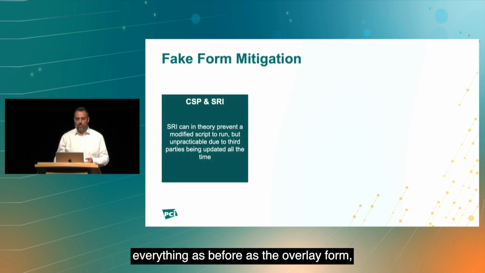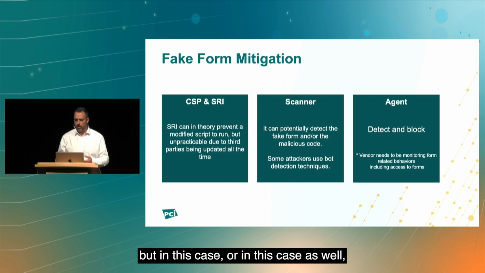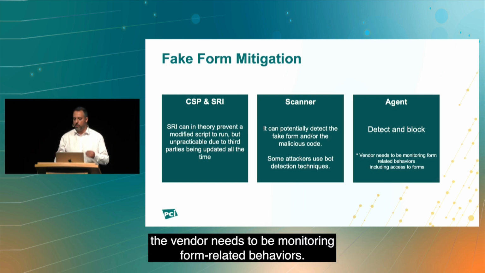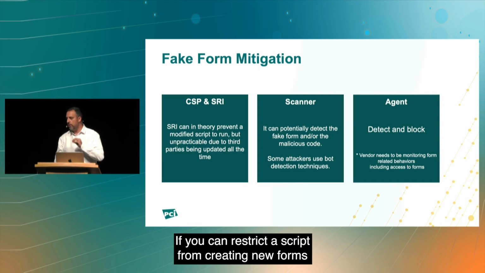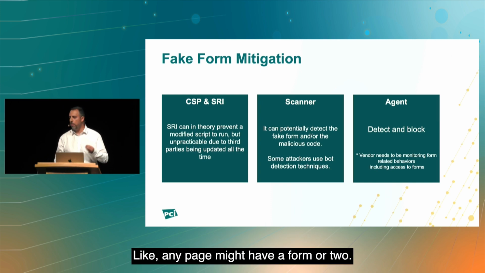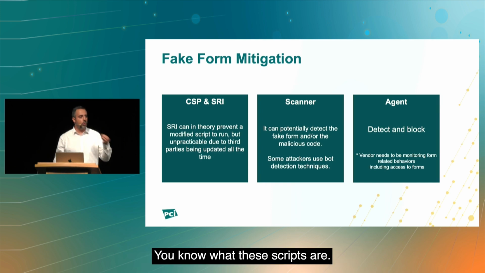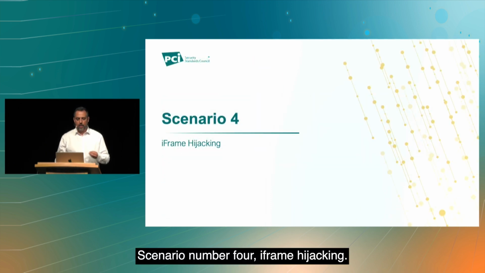In terms of mitigation, everything is as before with the overlay form, but in this case as well, the vendor needs to be monitoring form-related behaviors. Again, the mitigation strategy is the same. If you can restrict a script from creating new forms on a page, which most scripts shouldn't be able to do. You know, any page might have a form or two. You know what these scripts are. Why shouldn't you block other scripts from creating forms on these pages? You should. Scenario number 4, iFrame hijacking.